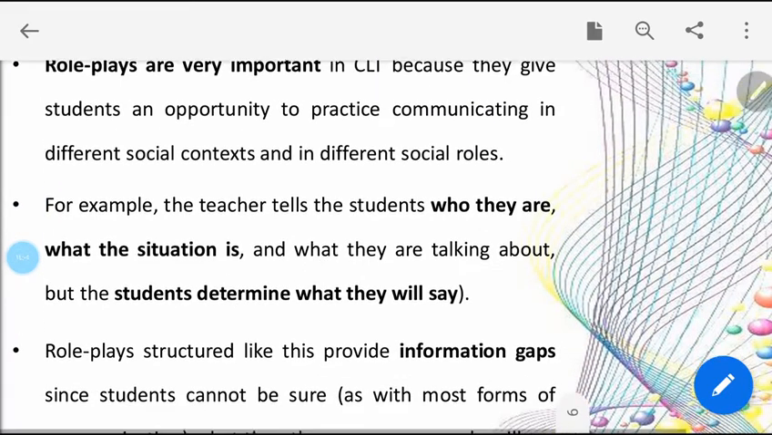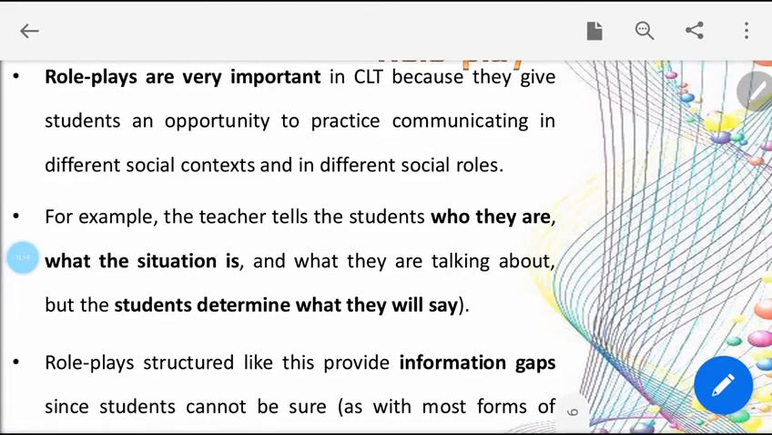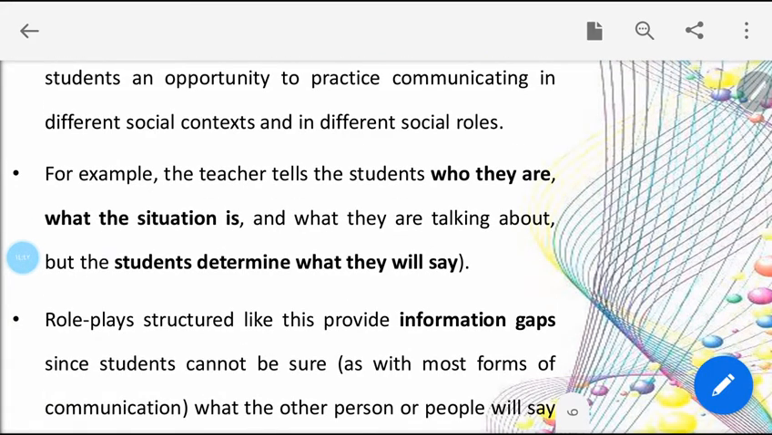For example, the teacher tells the students who they are. The teacher tells them that you are employees in one company, and tells them what the situation is, that their company is going to merge with another company, and what they are talking about. The teacher tells them that you are talking about different situations, whether or not some employees will lose their job, whether or not they will earn more money, whether or not some employees have to move to another place. So the teacher provides them with the basics of the situation and what they are talking about, but the students determine what they will say.